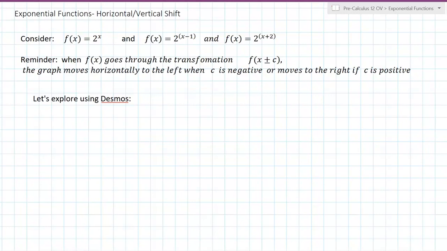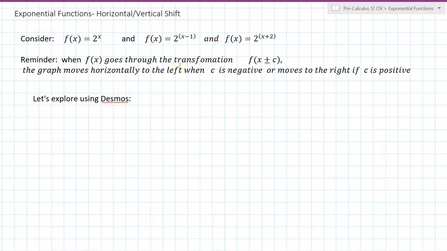Hello again. So let's continue going through the exponential functions. For this section, I'm going to really talk about horizontal and vertical shift. But for the most part, we're going to do horizontal shift.